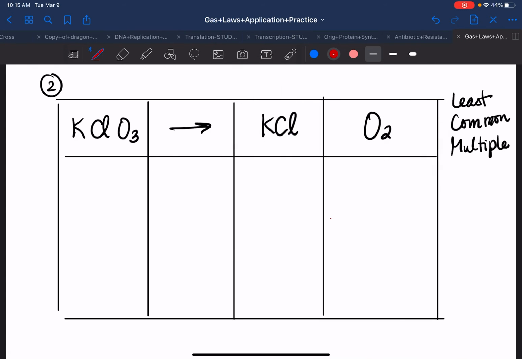I'm going to use red for K. So there's 1 K here, there's 1 K here. I'm going to use green for Cl, 1 Cl here, 1 Cl here. And then I'm going to use yellow for oxygen. I have 3 here because this tiny coefficient applies to that. And this tiny coefficient applies to that, so I have 2 here.